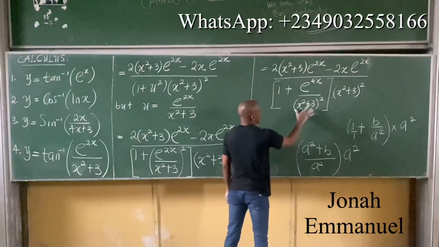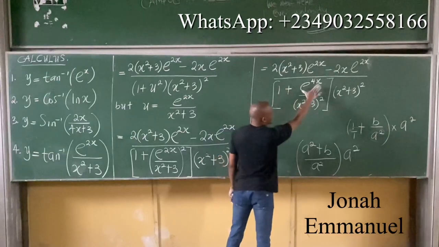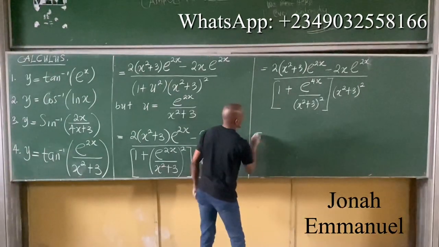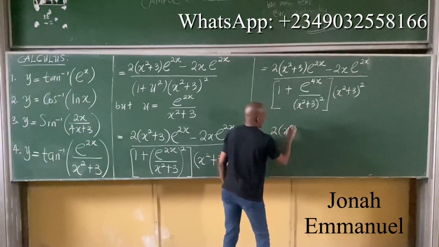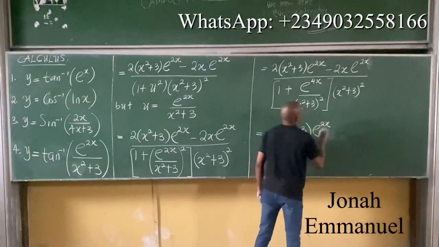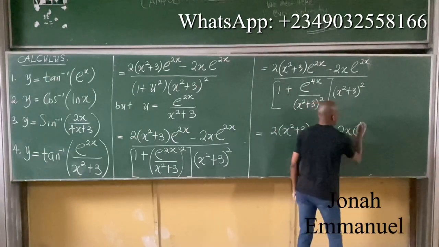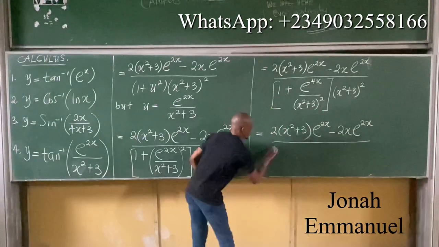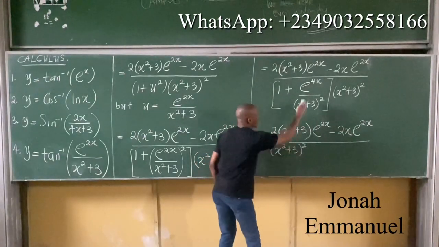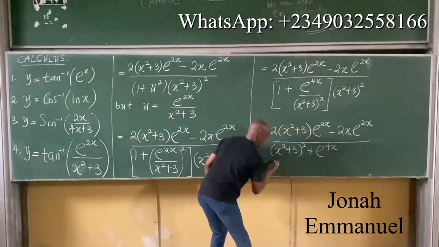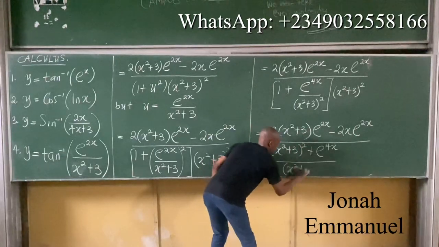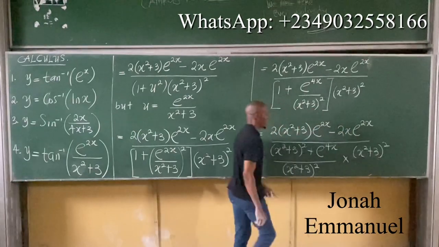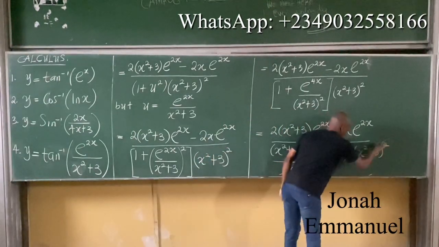So what's the idea here? This will now give you x squared plus 3 all squared plus this one all over itself. That's how it's done. So this is now equal to 2 into x squared plus 3 exponential 2x minus 2x exponential 2x, all over x squared plus 3 all squared plus exponential 4x all over x squared plus 3 all squared times x squared plus 3 all squared.